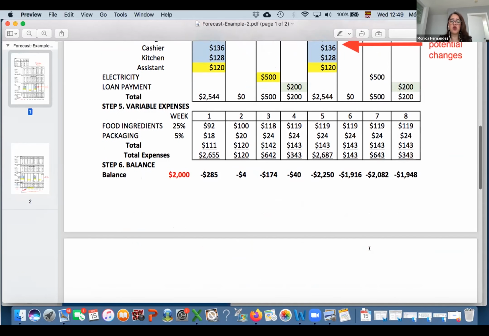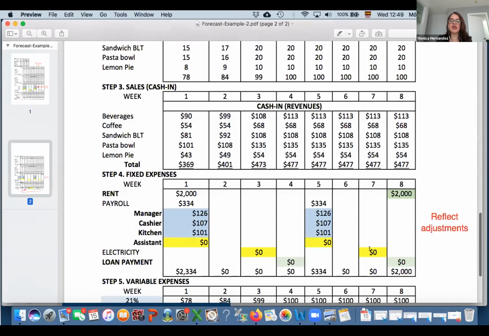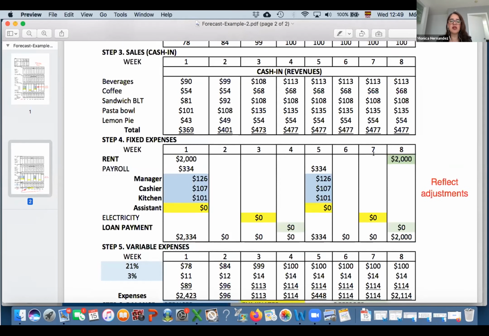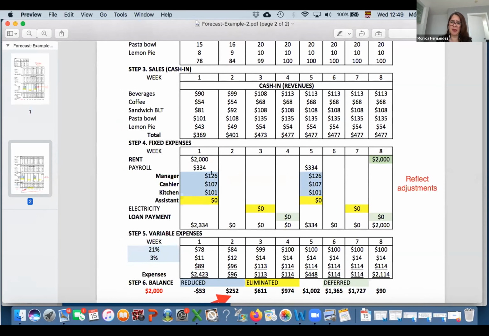Second stage would be basically to adjust whatever you previously identified as adjustable. In this particular example, I'm adjusting manager, cashier, and kitchen salaries, eliminating the assistant, and postponing the rent to the end of the second month. This is just an example. Keep in mind that whatever program you have applied, whatever incentive you may have, needs to be reflected either in the cash in or in the cash outflow accordingly.